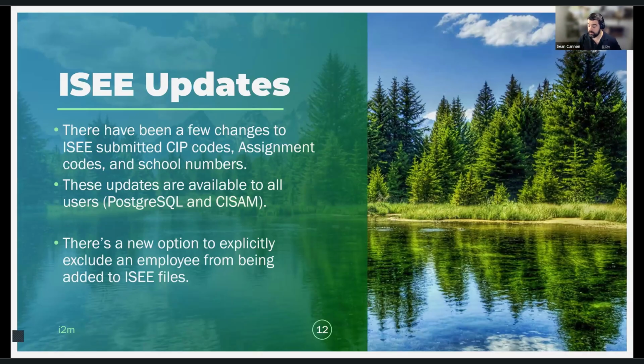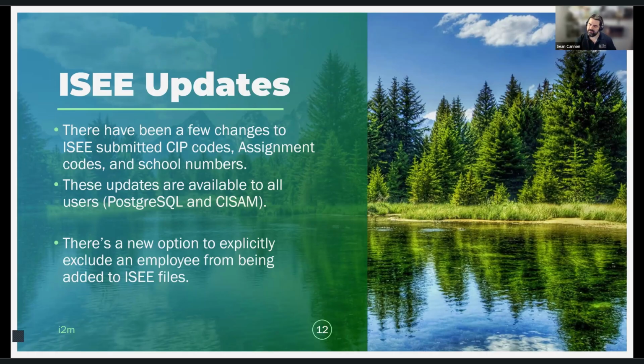We include those in the share file download. So if you go to our share file and you download everything, those files are already there. They're already updated with any updated codes. You don't have to do anything special to get that. Just download the payroll update, copy the files over to your payroll folder, and you're good to go with the new assignment codes and the CIP codes.